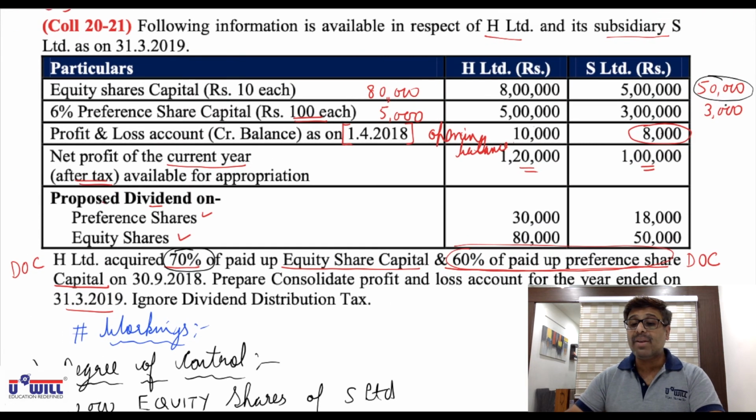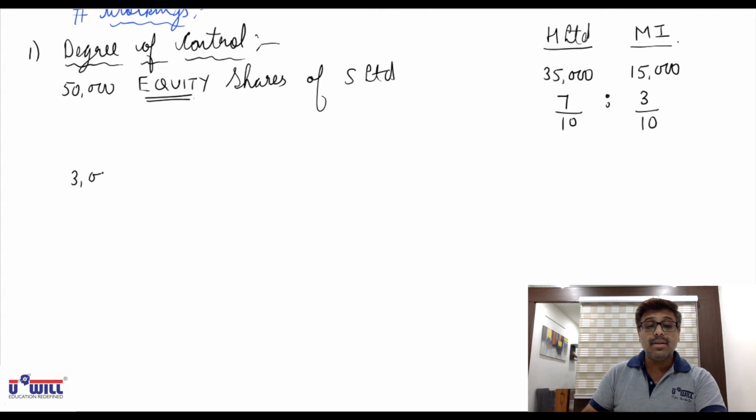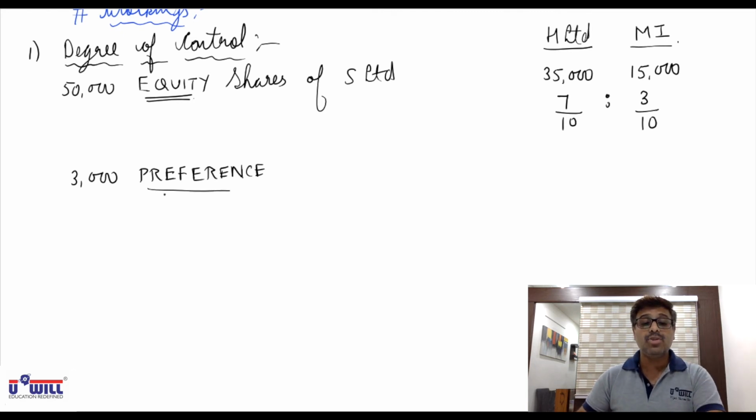Now even for preference we have to do it because preference shares are also acquired. So 3,000 preference shares of S Limited. Here the working notes will be complete and wholesome. Everything we discussed in the working notes is present in this question. So 3,000 preference shares of S Limited.